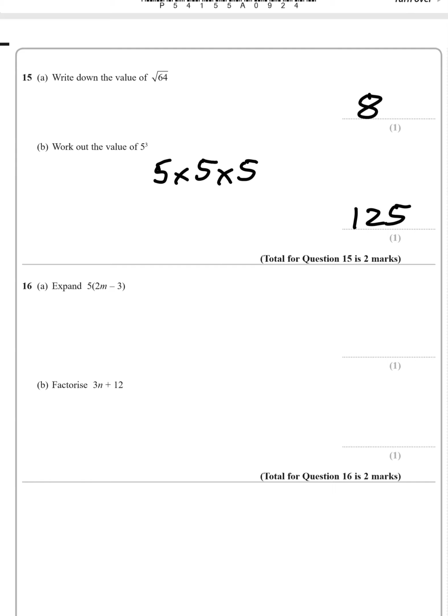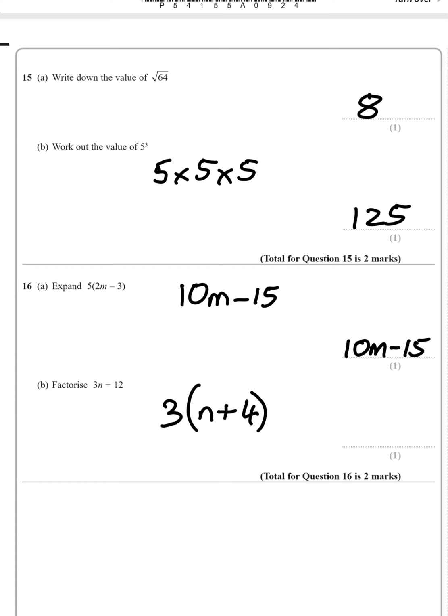125. Right, 16, expand. So it basically means multiply everything in the bracket by the number at the front. So we end up with 10m, 5 times 3 minus 15. Good practice, put it on the answer line. Right, factorise, that means basically put the brackets back in. So the highest number goes into 3 and 12. 3n plus, 3 times 4 is 12, so it's 3n plus 4.